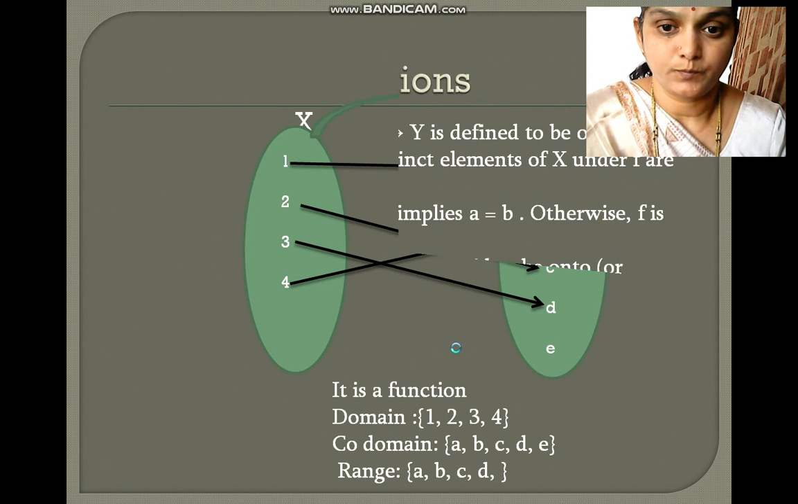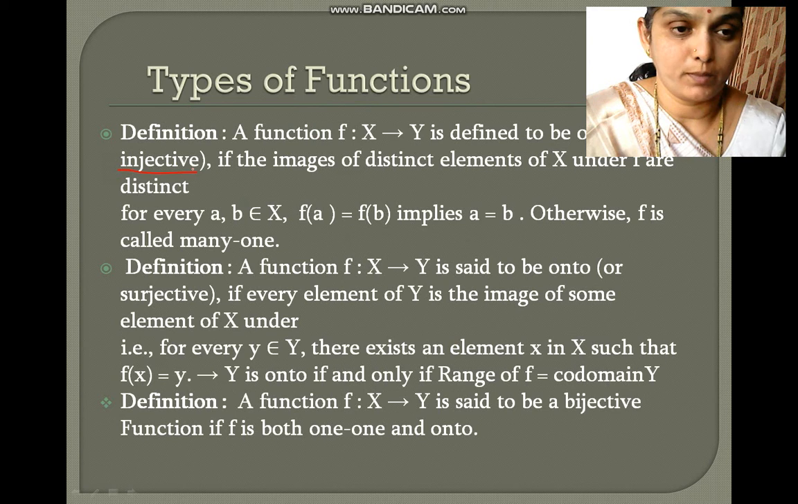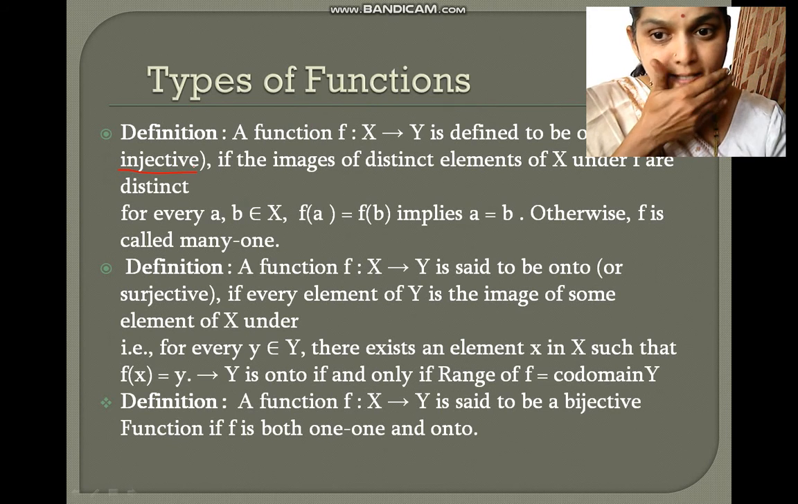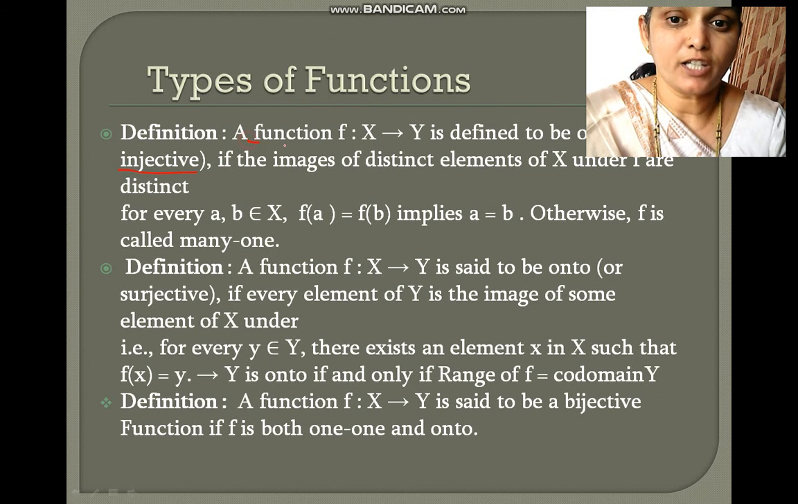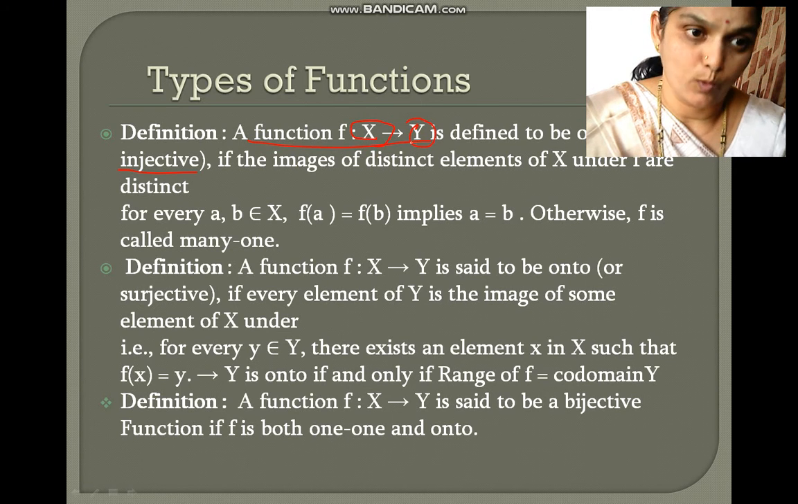Okay. Now, let me define the types of functions. First of all, I define the injective map. An injective map is also called a 1-1 mapping. A function f from x to y is defined to be a 1-1 function or an injective function if the distinct elements of the set x have distinct images in the set y.